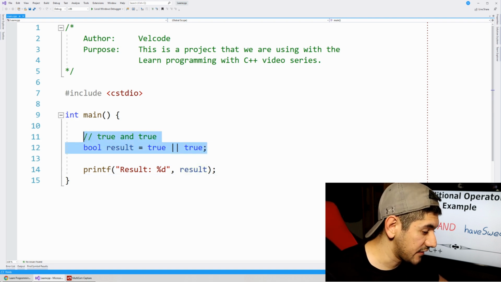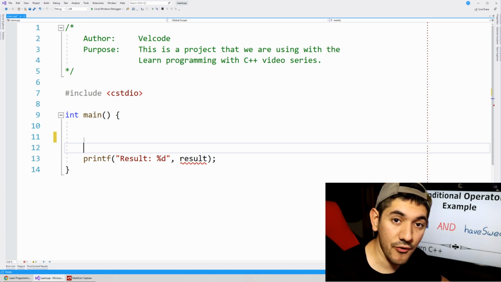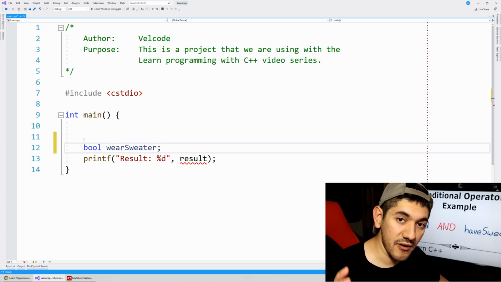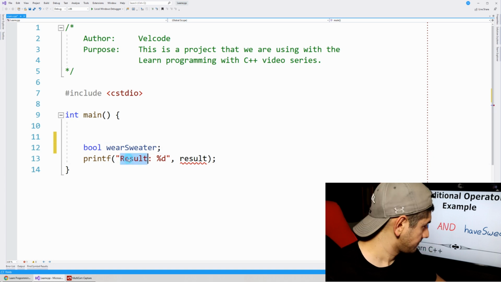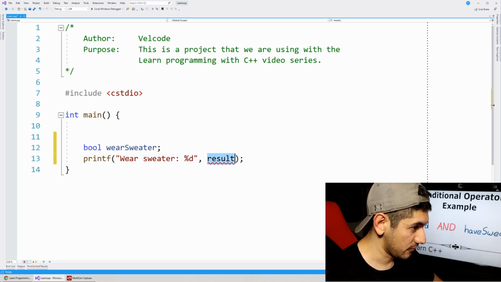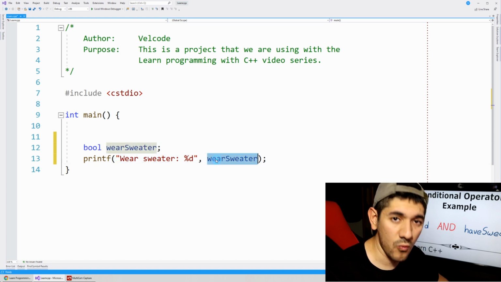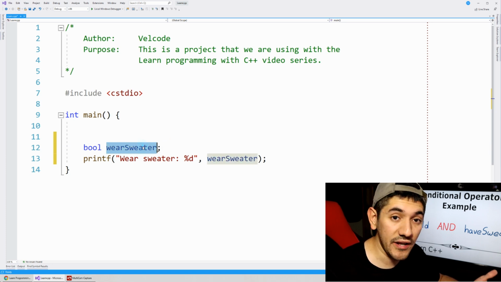What I'm going to do is delete these, and actually what I'm going to write is the variable where I'm going to store the result, whether I should wear a sweater or not. I'm just going to call it bool wearSweater. In the variable wearSweater, if it's true, then I will wear a sweater. If it's false, I will not wear a sweater. Then in my output, I would say, wear a sweater, and then show the result. If the result is true, it will show 1 for true, 0 for false. So we want to find out what value goes in wearSweater. That's the code we're going to write.